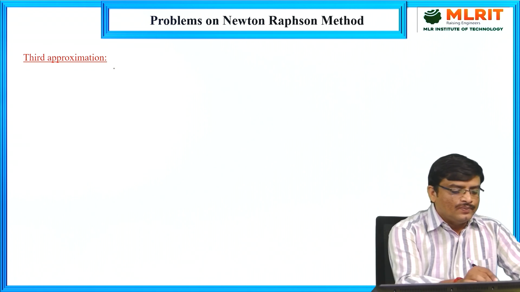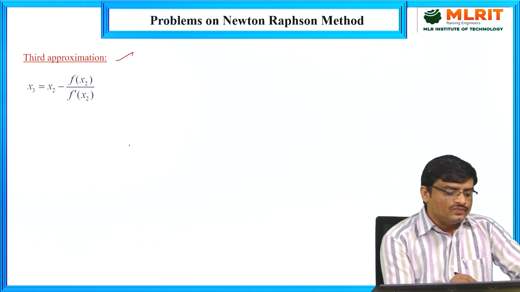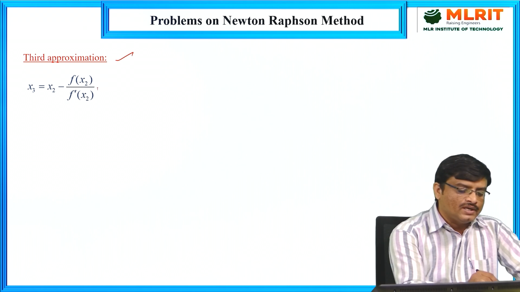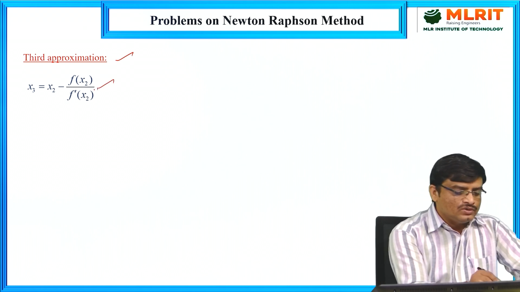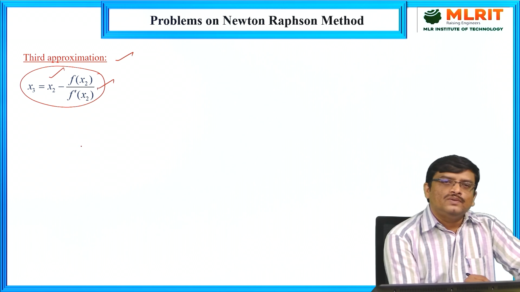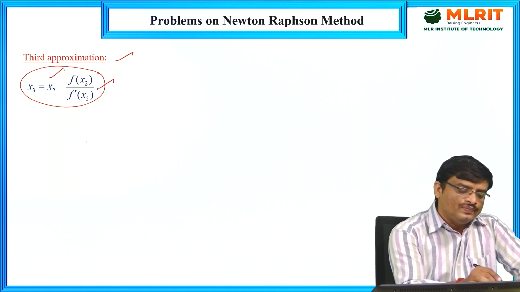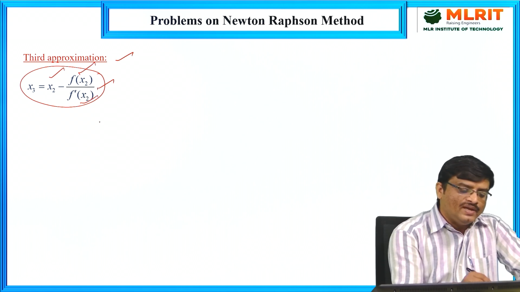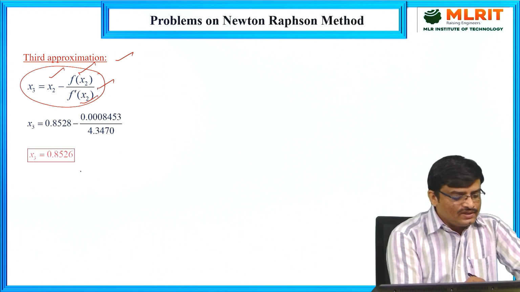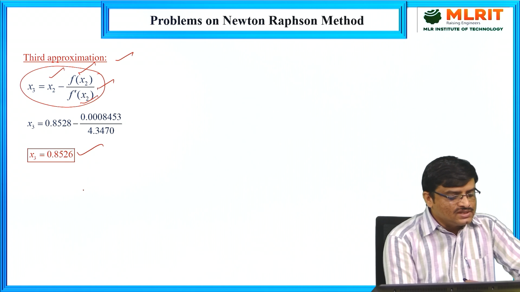So after finding the function values, we can go for the third approximation. From the general formula, if you substitute i is equal to 2, you will get our third approximation. In the previous slide we got the x2 value, f of x2 value and f dash of x2 value. You substitute these values in the formula and simplify, you will get x3 is equal to 0.8526.